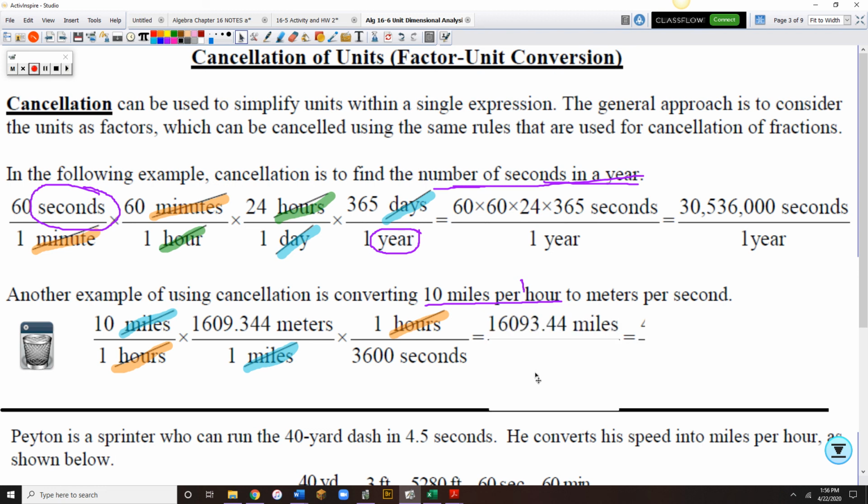So multiply all the tops, 10 times 1,609.344, and multiply all of our bottoms, which is 1 times 1 times 3,600. Then divide all that out, and you get 4.470 meters per second.